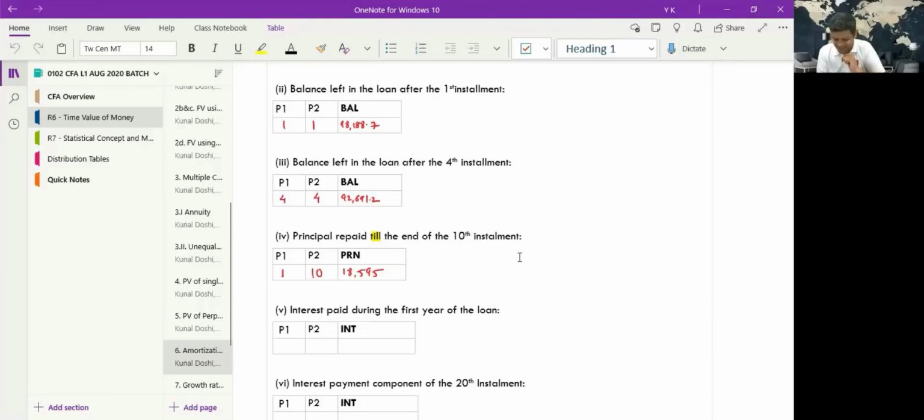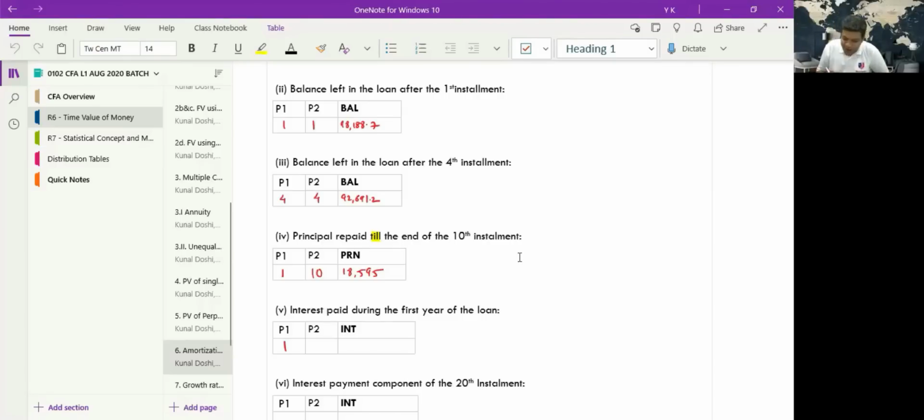Okay. So interest paid during the first year of the loan. What is going to be your P1? 1. 1. Everyone agree 1? Yes. What is going to be your P2? 1. Yes? 1. This is where I win $1 million.